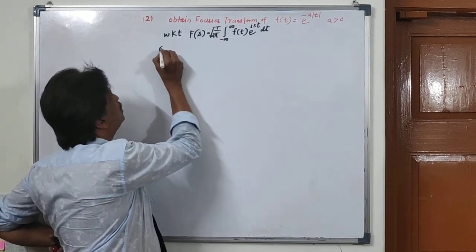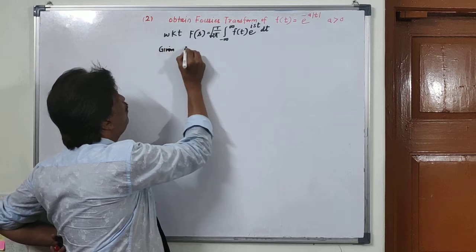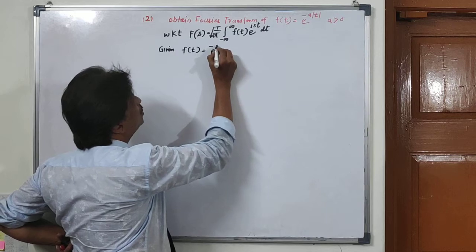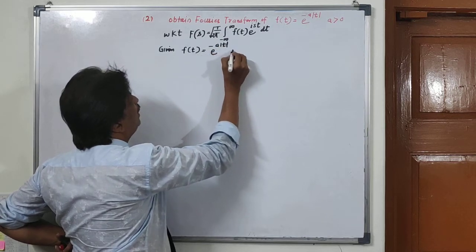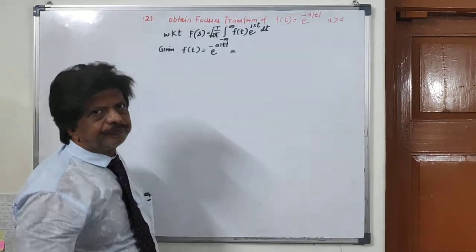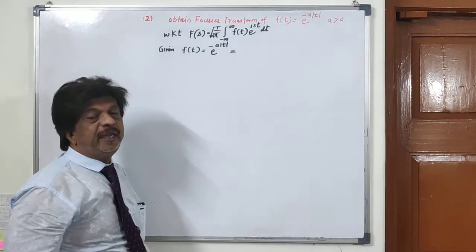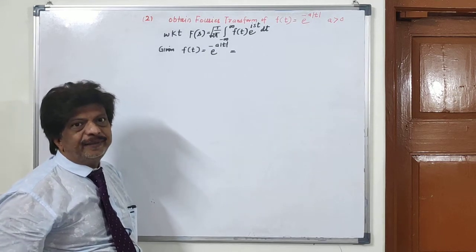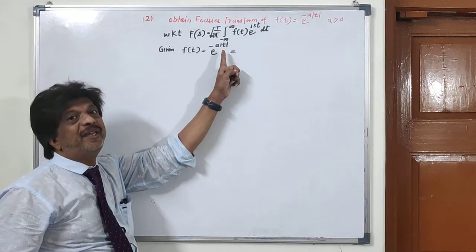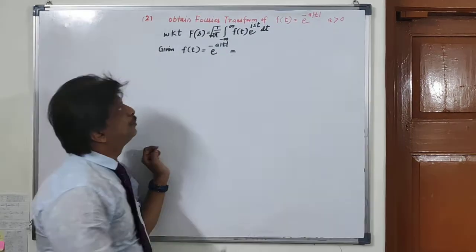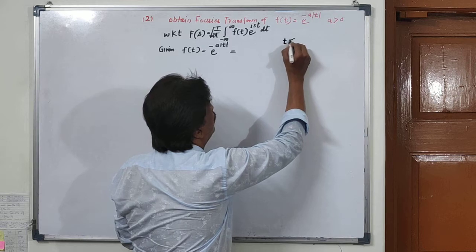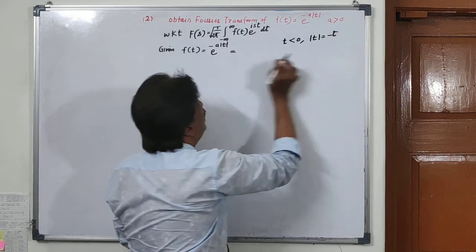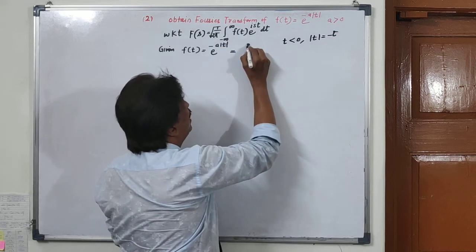What is given to us? f of t is equal to e to the power minus a times mod of t. See here, when t is negative, mod of t is equal to minus t. When t is negative, mod of t is minus t. So this becomes minus t into minus a, which is plus at.